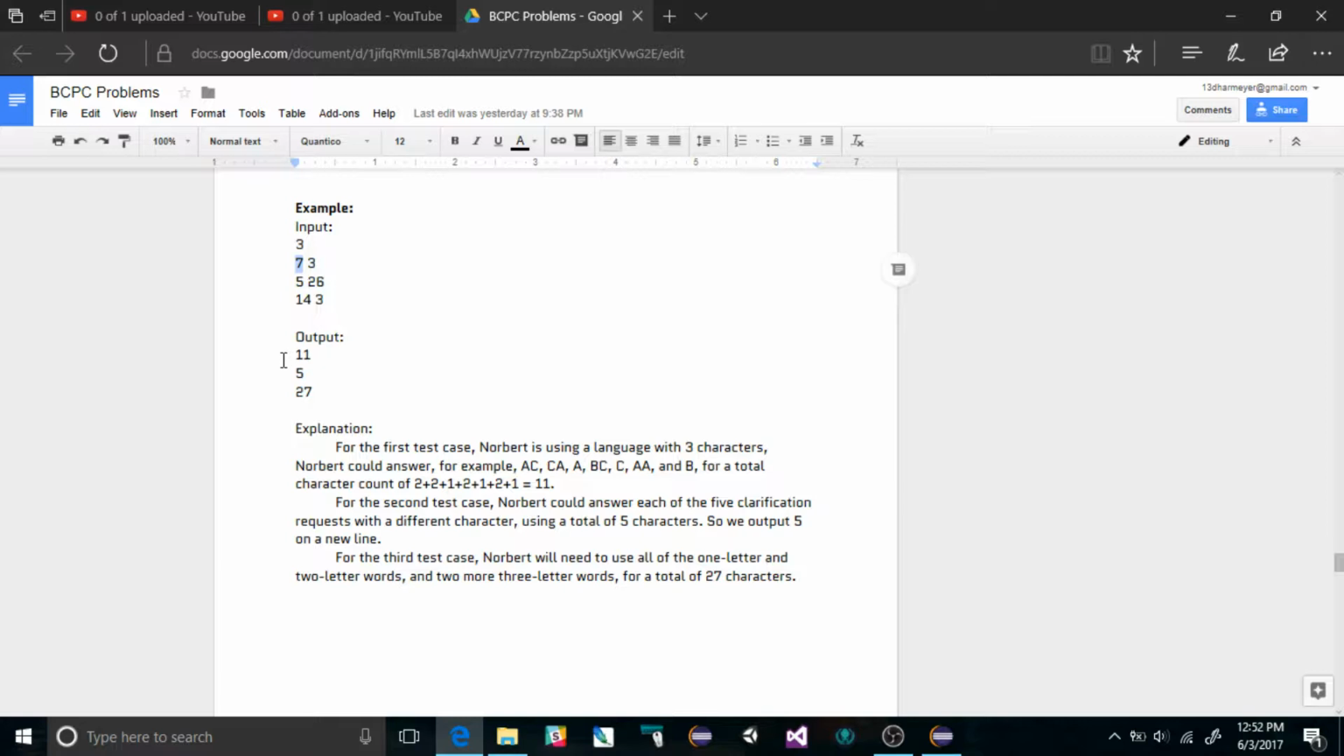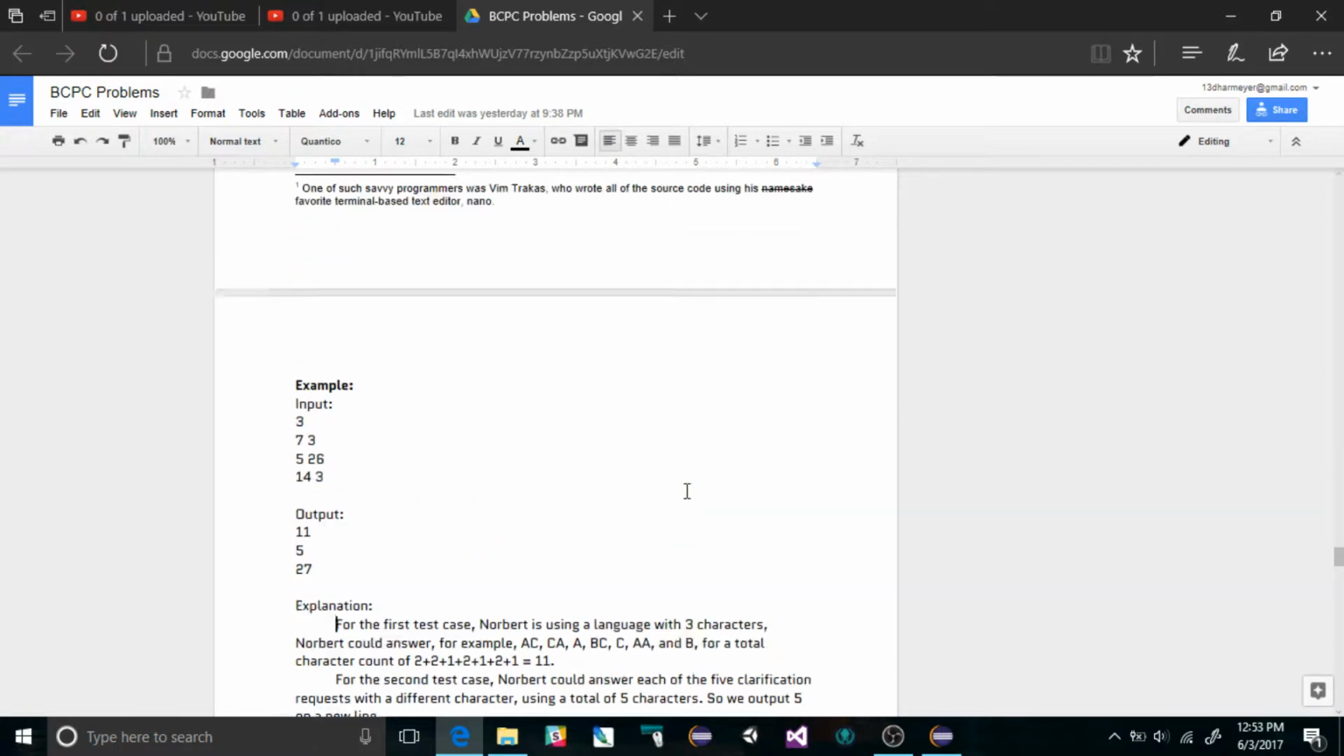Let's say you have a 10 character long answer in a language with 3 characters. Each of those 10 spots could be one of 3 characters, so that would be 3 to the 10th possibilities. So that's kind of important to know to solve this problem.